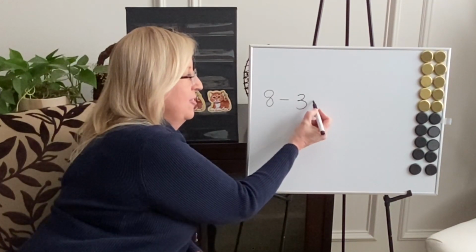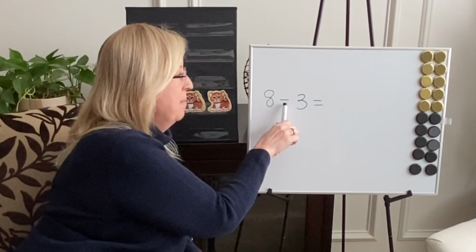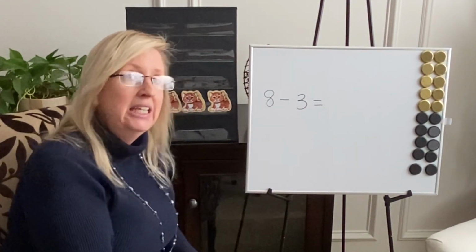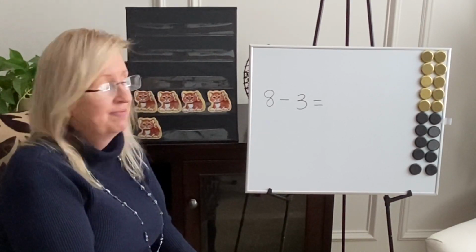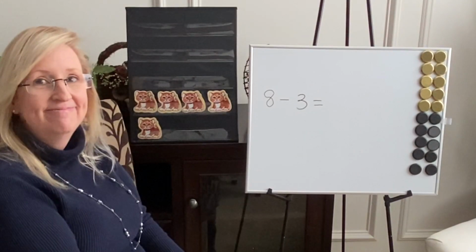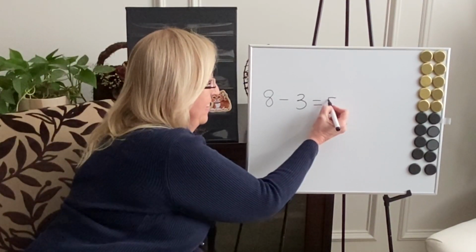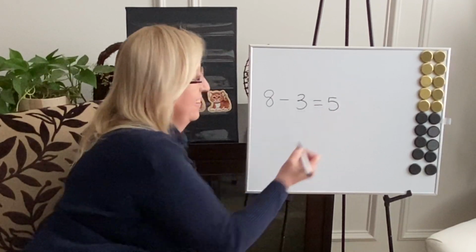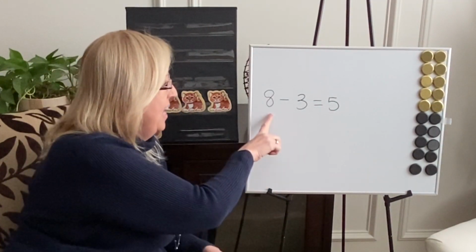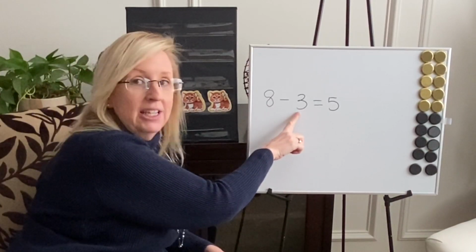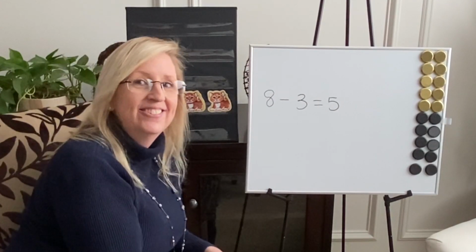This is when the equals comes, after we've done our minus. So 8 minus 3 equals how many kitties did not go looking for food? 5. Let's read that together. 8 minus 3 equals 5. Well done.